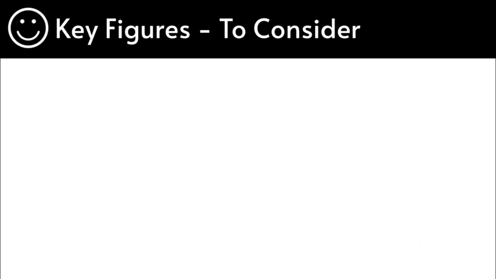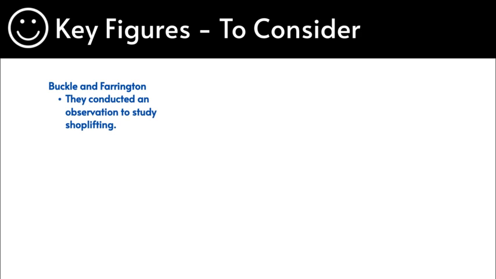Okay, just before, I want to do these key figures which you must consider, and it's good to use these within this topic of gender and crime. Buckle and Fallerington are sociologists. They conducted an observation to study shoplifting, mapping out the practical, ethical, theoretical, and methodological factors.